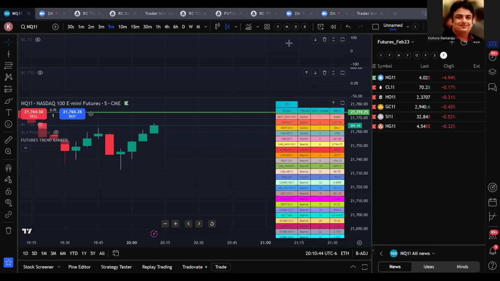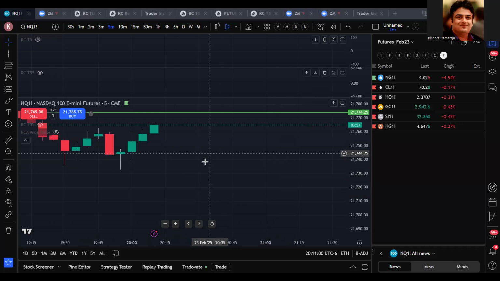Yes, this is a separate indicator called the futures trend ranker. It will look at all 30-40 tickers and tell us which are the best ones for bearish trades and which are the best ones for bullish trades. This futures trend ranker is separate. Once you are done with that, you can close it. You don't need to worry about that.